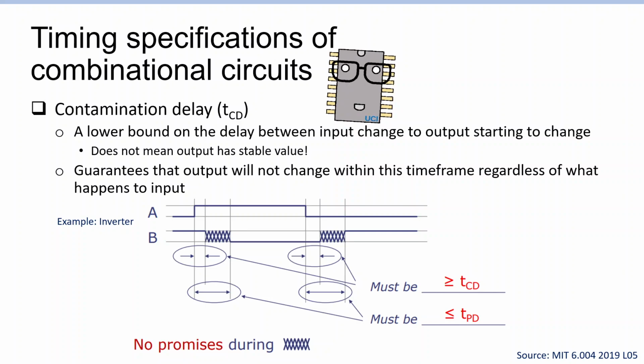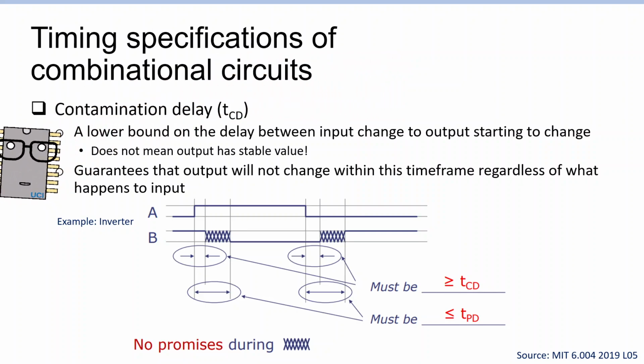The contamination delay is a lower bound on the delay between when an input changes to the output starting to change. Starting to change meaning it goes out of the valid voltage range and goes into the fuzzy state. So it does not mean the output has reached a stable value. It only means that it has begun to change, right?